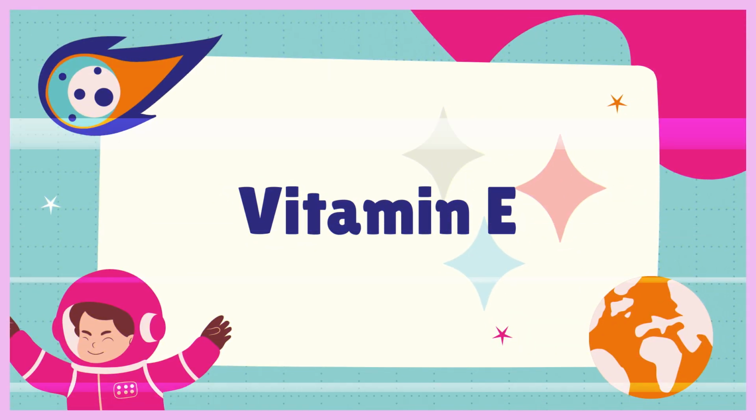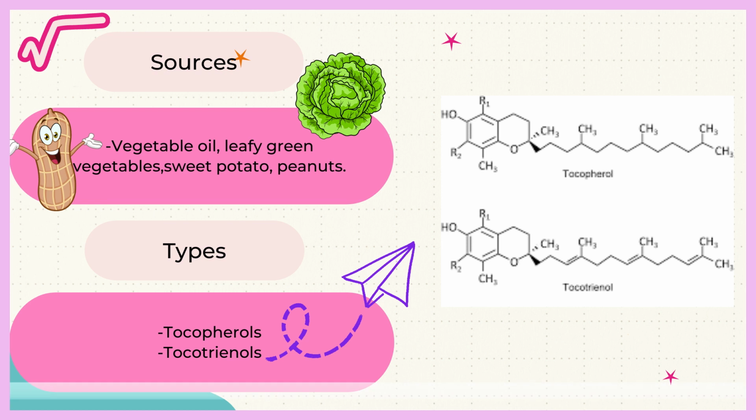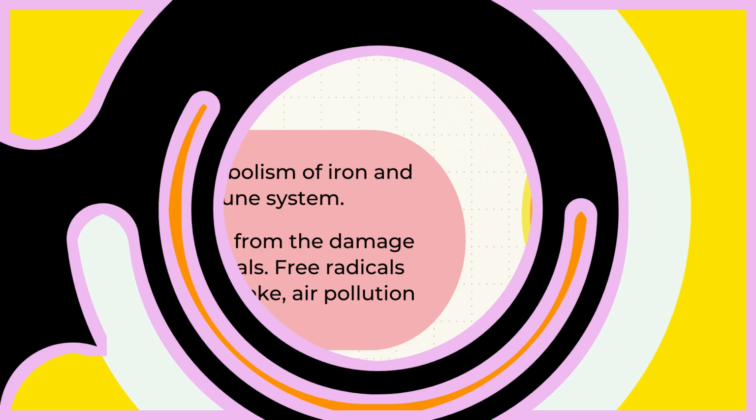The third one is vitamin E. Vitamin E can be found in vegetable oil, leafy green vegetables, sweet potato, and peanuts. And for the types of vitamin E, there are two, which are tocopherols and tocotrienols.